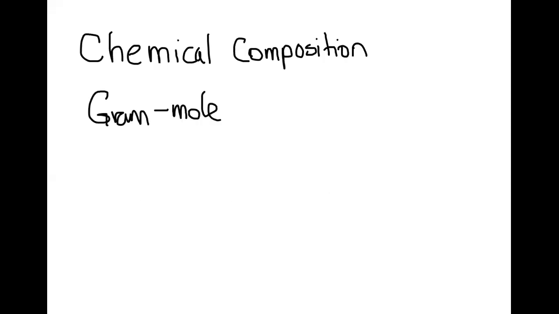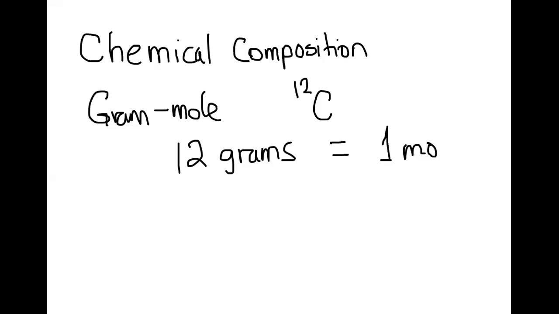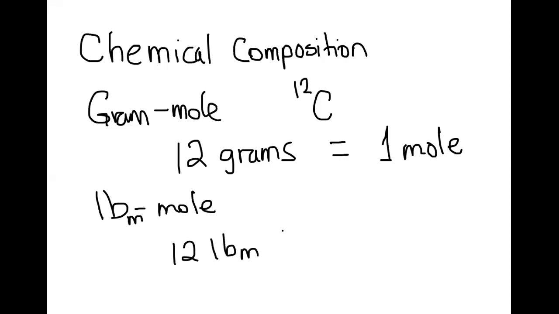The gram mole is the amount of substance whose mass in grams is numerically equal to its molecular weight. So let's say that the atomic weight of carbon is 12. It means that 12 grams will be equal to 1 mole of carbon. We can also have the pound mole, the pound mass mole, which will mean that 12 pound mass is going to be equal to 1 pound mass mole.